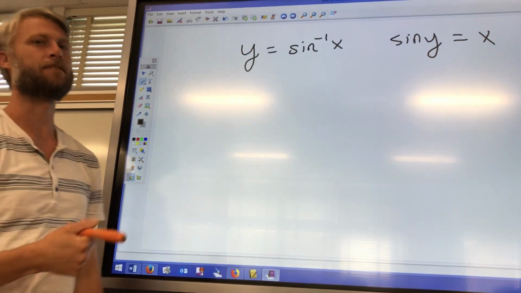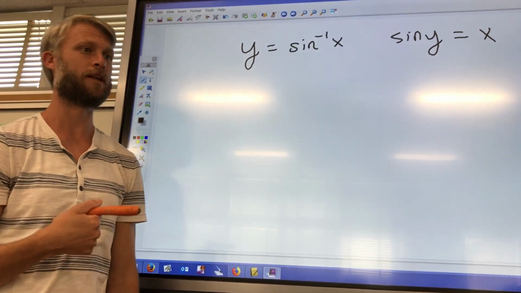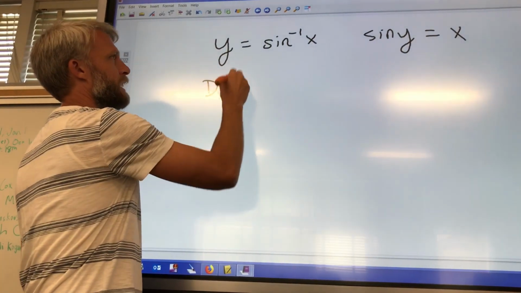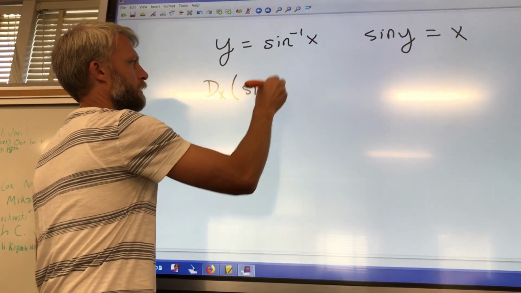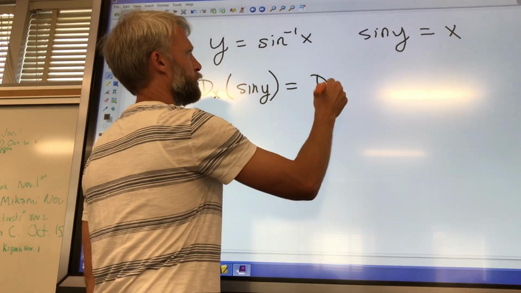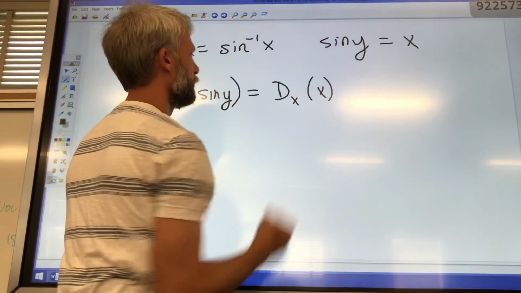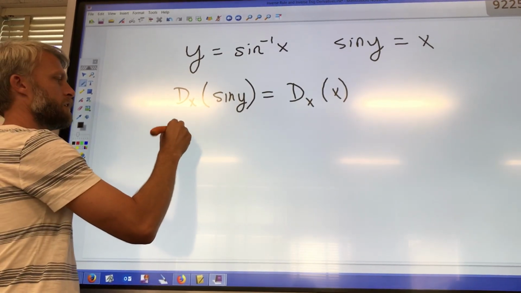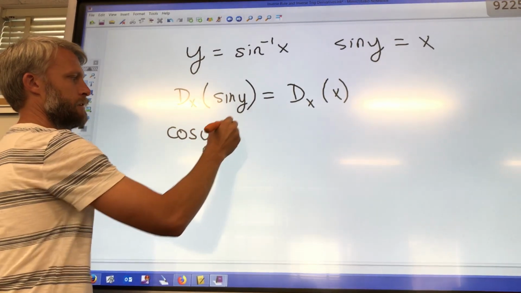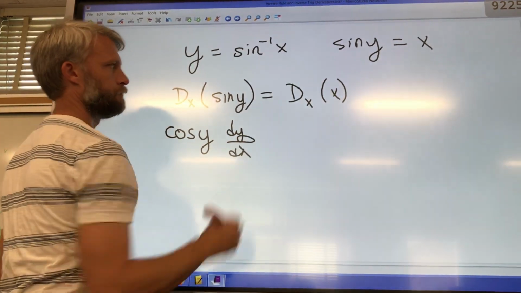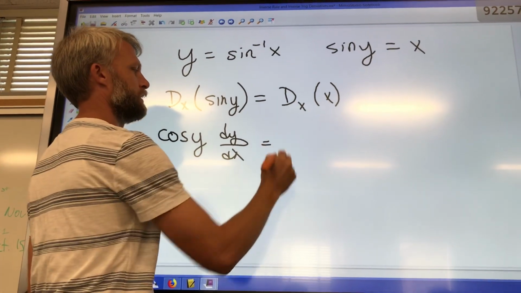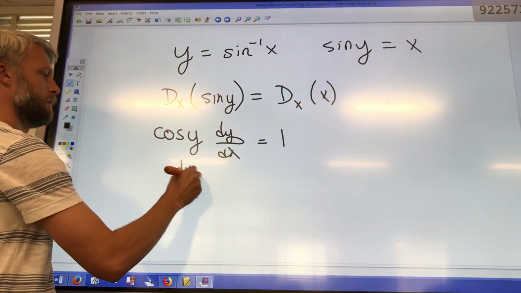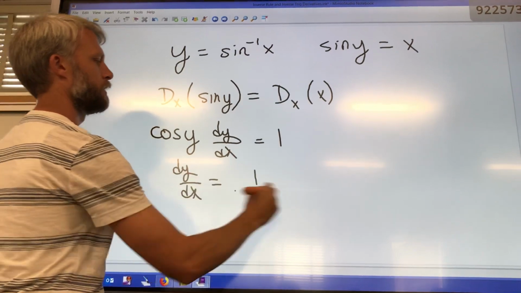Do the dy dx stuff. Implicit differentiation, right? That's what we call that. Okay. Implicit differentiation. So we're going to take the derivative with respect to x of sine y and the derivative with respect to x of x. So with respect to x, the derivative of sine y is cosine y times dy dx. Derivative of x with respect to x is 1. All right. And so what is dy dx? 1 over cosine y.